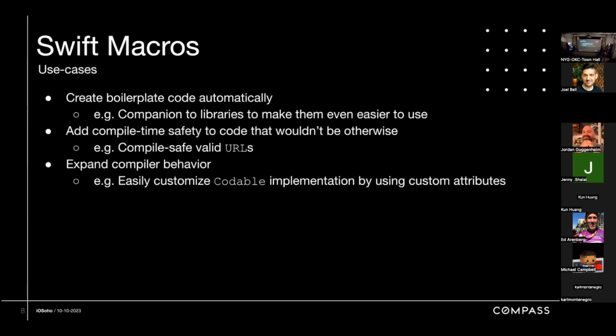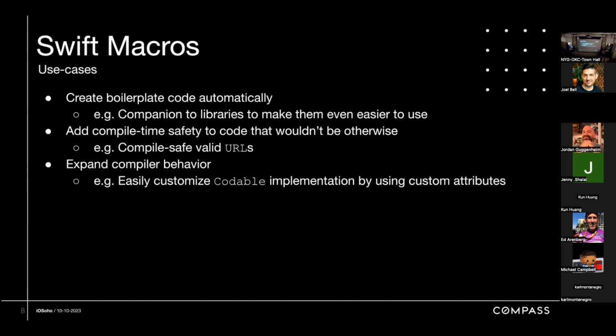So I wanted to go over a few use cases for macros. For example, you could use them to create boilerplate code automatically. This is like the case for predicate. Instead of using an NSPredicate, it generates something for you that is going to be compile-time safe. But you could also think of, for example, a framework like TCA that could generate some boilerplate code on your behalf using macros.